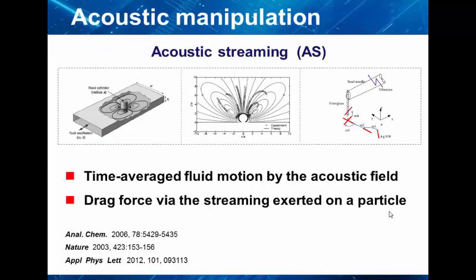The acoustic manipulation based on acoustic streaming uses a vortex to trap particles. The vortex can be considered as a second-order steady flow caused by the first-order acoustic field, and the particle in the vortex can be manipulated by the drag force from the streaming.